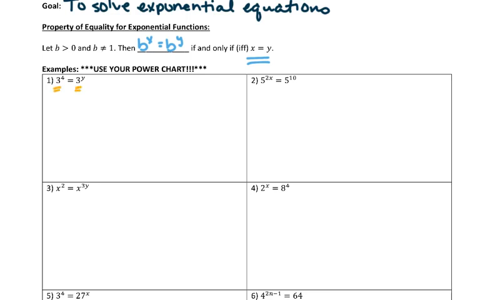So for our first problem, you notice that both of those sides, the left and the right, both have a base of 3. So that means that the exponents have to be equal to each other. So that 4 and the y are going to be set equal to each other. So 4 equals y. There's your answer. Y is 4, and you're done.